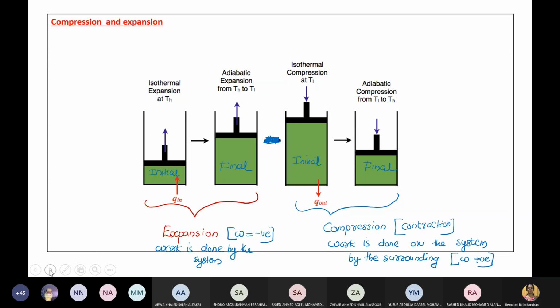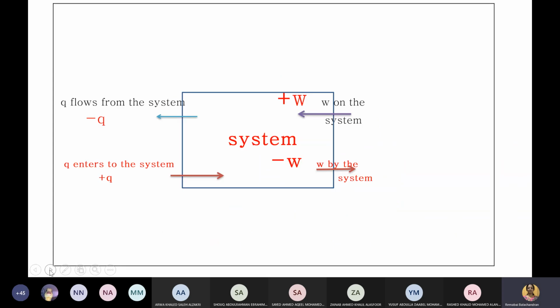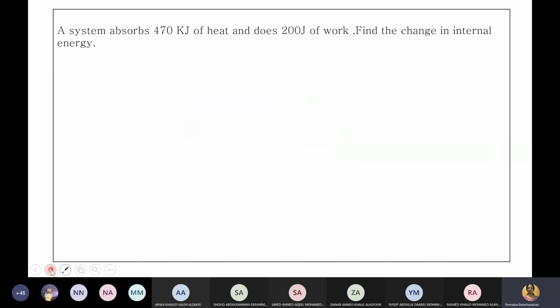Okay, now this is the same thing I just showed in a different diagram. This much portion is the system, and outside is the surrounding. W is positive when work is done on the system by the surrounding. If work is done by the system, W is negative. Similarly, if heat flows from the system, Q is negative. And if Q enters the system, Q is positive. So now we are going to do questions.